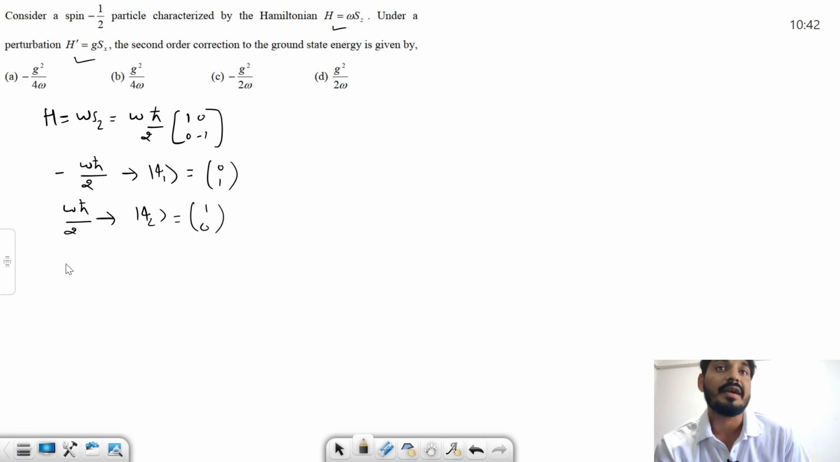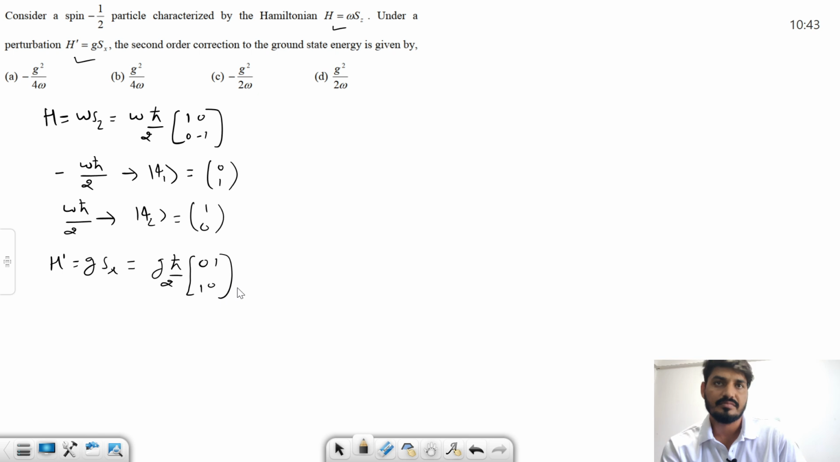Now what is the perturbation? Perturbation is given to us, H dash equals g Sx. So g is as it is, Sx is nothing but ħ/2 times the matrix 0 1, 1 0. ठीक है, these things we know. Now how to find out the perturbation correction? So this is very important: if perturbation is given to us and the eigenstates we already have, then we can use this formula.